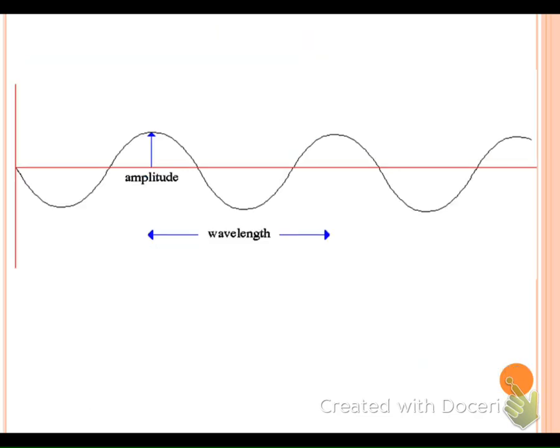Here's a better drawing of the wave itself. Our amplitude goes from the equilibrium point to its maximum. The amplitude could also go from its equilibrium point to the bottom of the trough. So it's the maximum that the wave goes from the equilibrium point. Wavelength here is measured from crest to crest. What's the variable for wavelength? Lambda, the upside down Y. And that's measured in meters. Wavelength should be measured in meters.